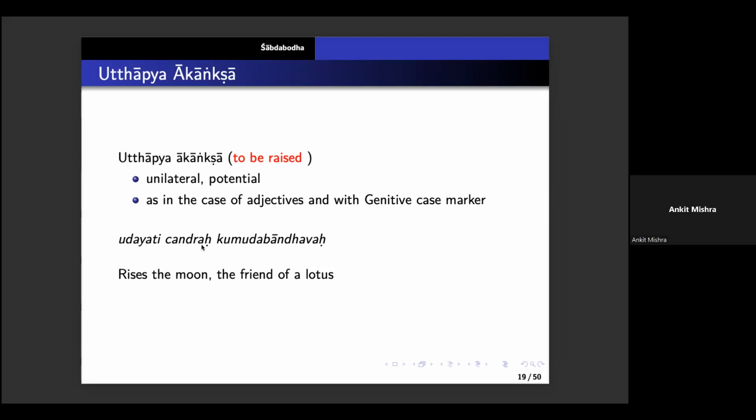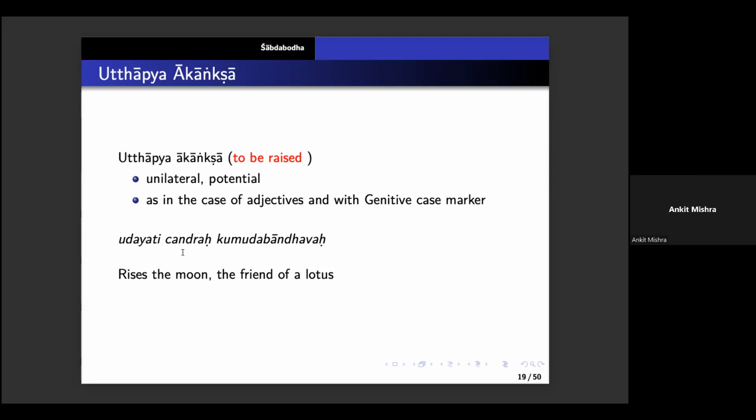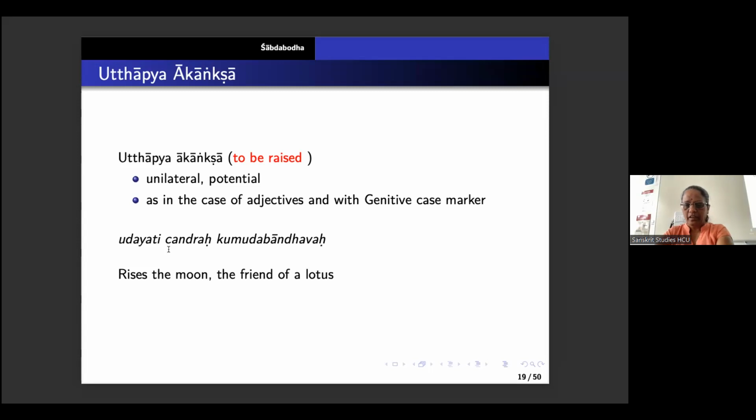Ankit Mishra, will you please mute yourself? You can't mute from here. Okay, fine. Thank you.